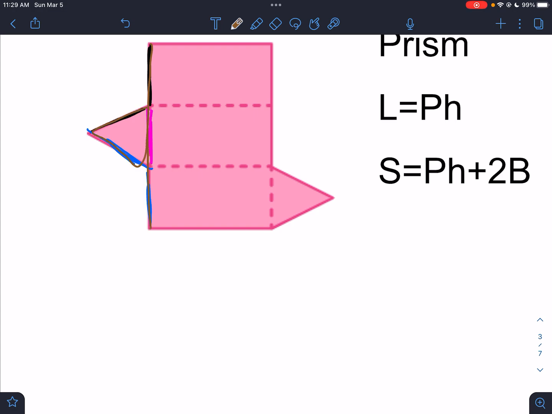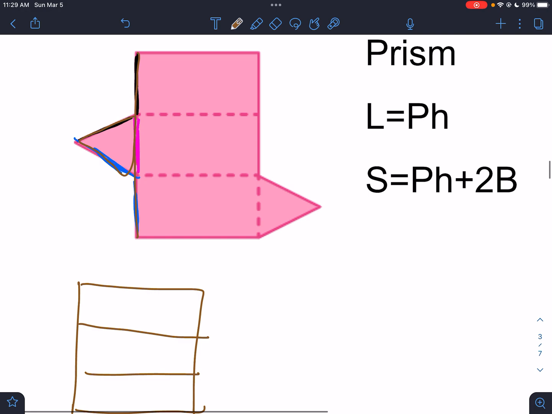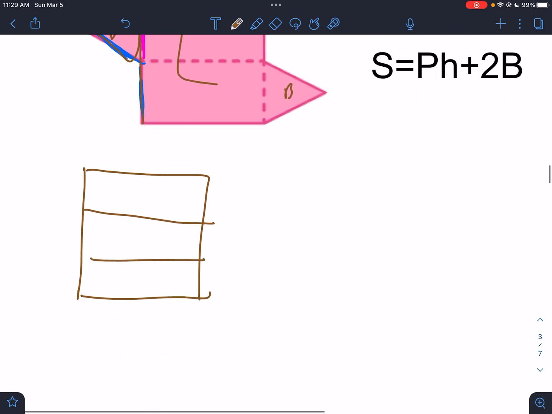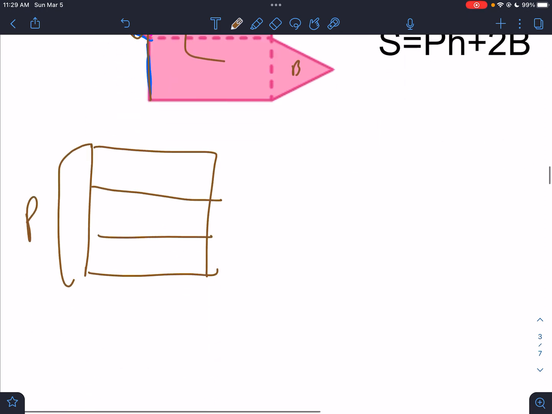Wouldn't those be the perimeter? So this lateral section, these rectangles, this is the lateral, right? That's the lateral. These are the two bases. This lateral section, wouldn't this entire side represent the perimeter of the base? And when you fold it up, wouldn't this be the height? Wouldn't this distance be the distance that connects the two bases?